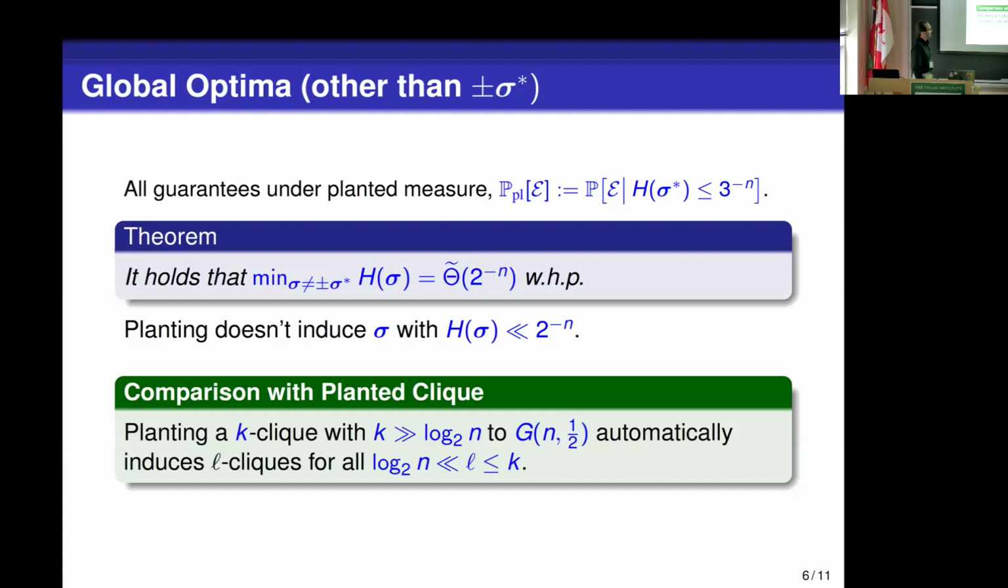a little interesting, because if you contrast this to, say, planted clique, if you plant a clique of size a bit larger than log n up to square root of n, you automatically induce cliques of smaller sizes. So even though this is a local operation, it has an impact over the global structure, whereas planting here, at least at first glance, seems like a global operation. It doesn't seem to impact the global landscape by much.